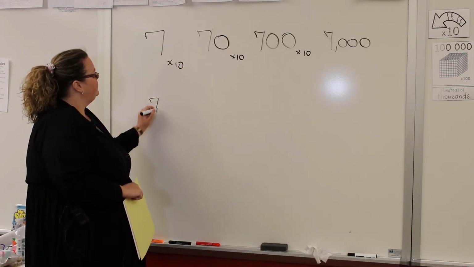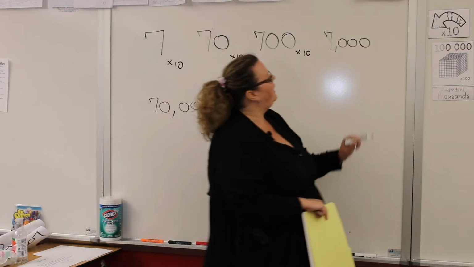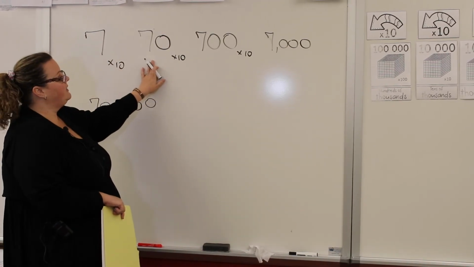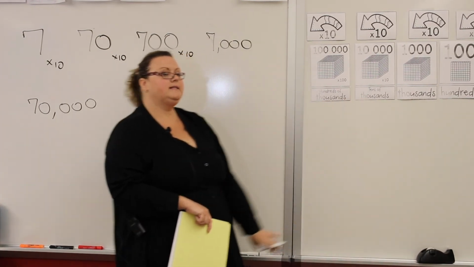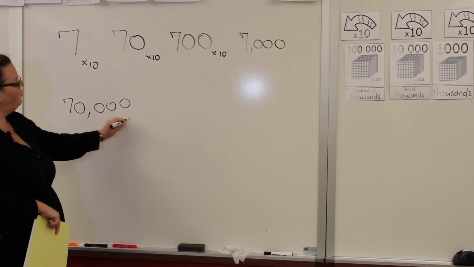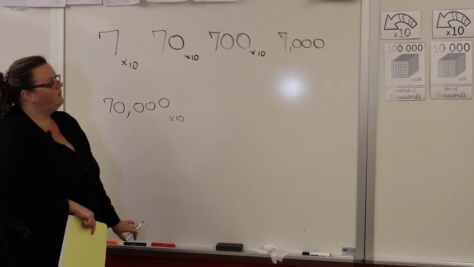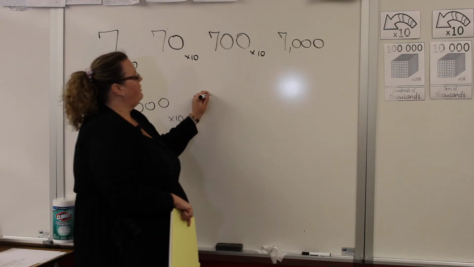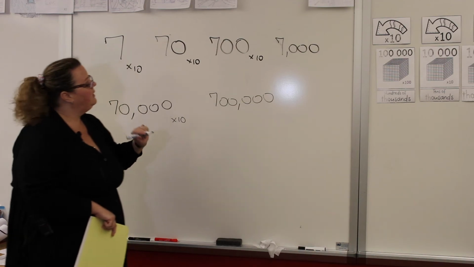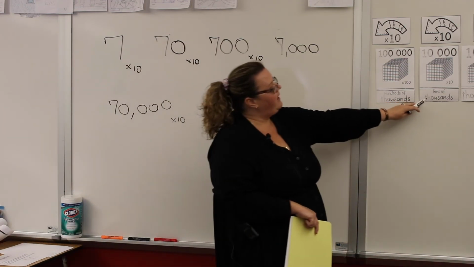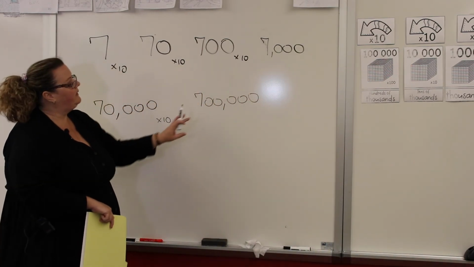If you said 70,000, you're correct, because if we look at our place value chart, we have our ones, our tens, our hundreds, our thousands, and now we have our 10,000s. So what is my number going to be if I multiply 70,000 times 10? If you said 700,000, you are so smart. Kiss your brain right now. Because look, here we have 10,000s, 100,000s. Each number is multiplied by 10.